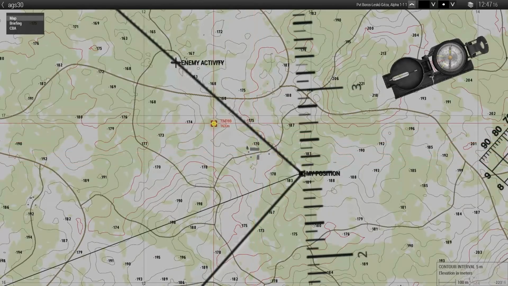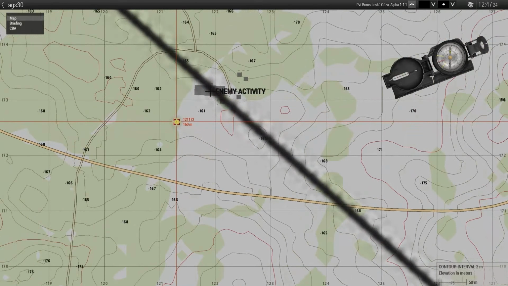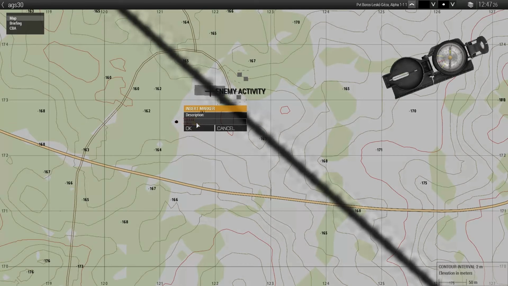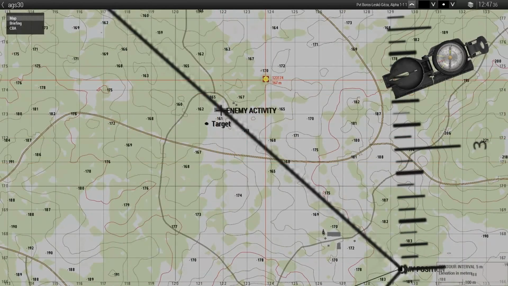Okay, so let's go to the map, and here is the enemy activity. You see, on the southern edge of the forest, on its left, we found the target. Okay, what we need, obviously, is the distance and the azimuth to the target.